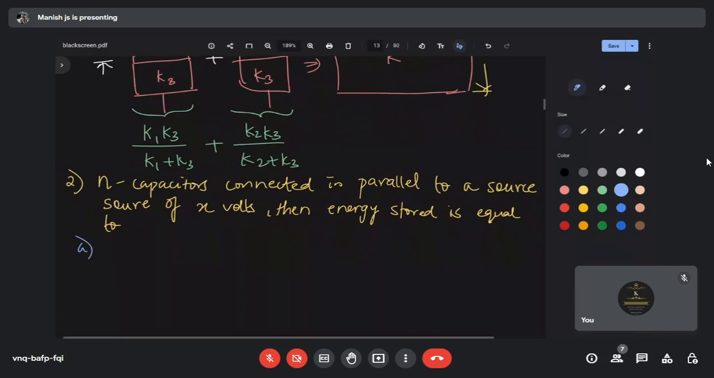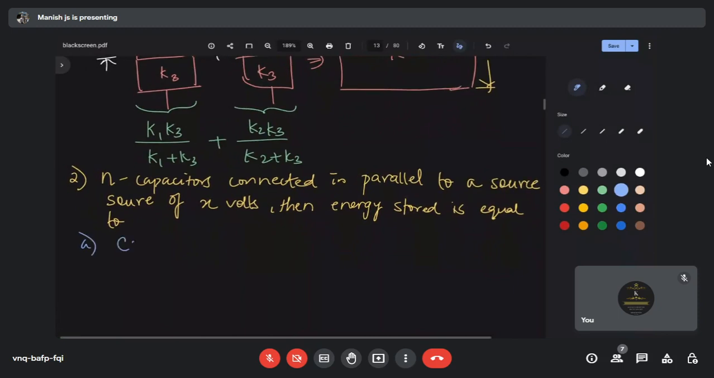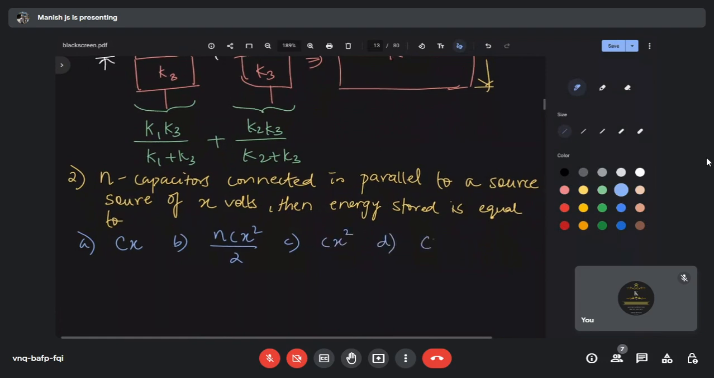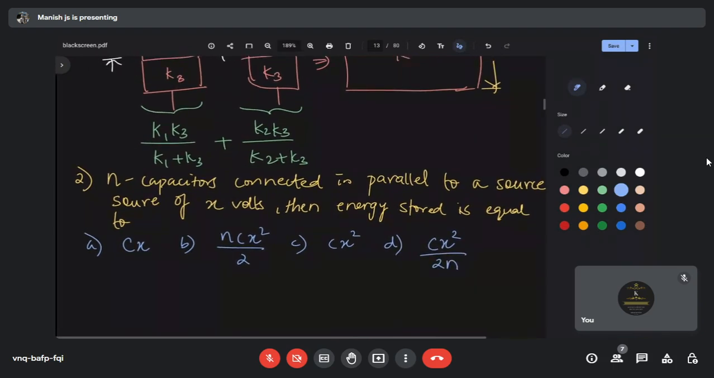Your options. Option A, Cx. Option B, n Cx square upon 2. Option C, Cx square. And option D, Cx square upon 2n. So when capacitors are connected in parallel, then what is the energy stored in them? So n capacitors you are connecting.